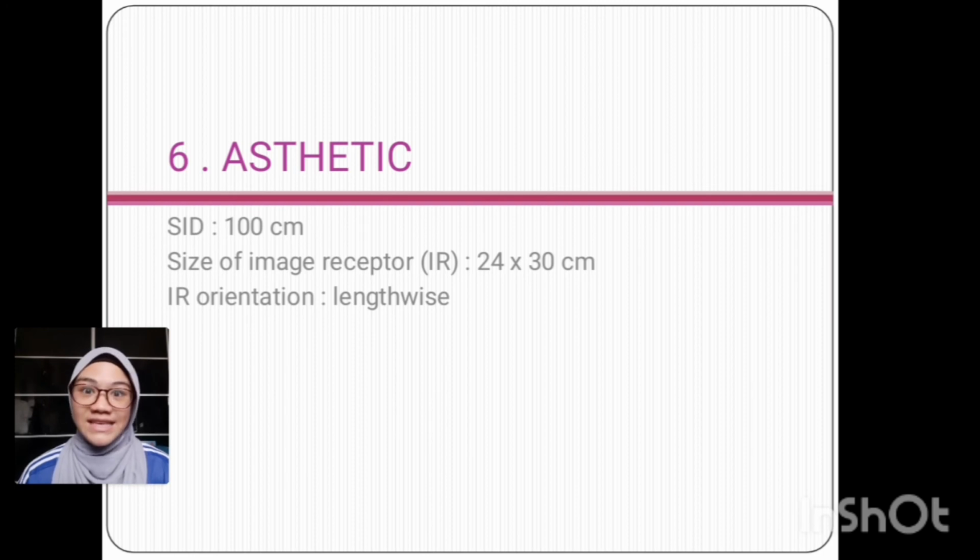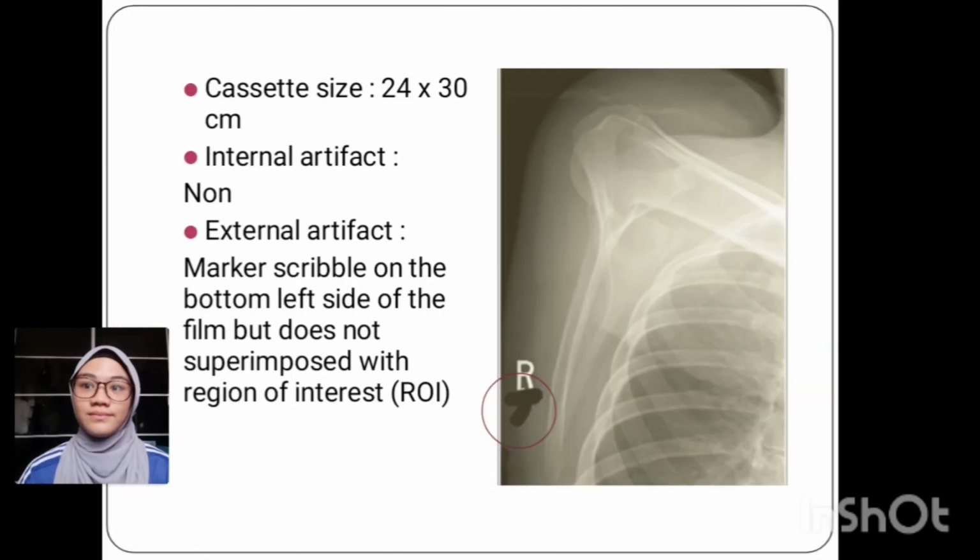Sixth criteria, aesthetic value. The cassette size used for this radiograph was 24 times 30 cm lengthwise. There is no sign of internal artifact, but there is a sign of external artifact, which is a marker scribble on the bottom left side of the film, but it doesn't superimpose with any region of interest.